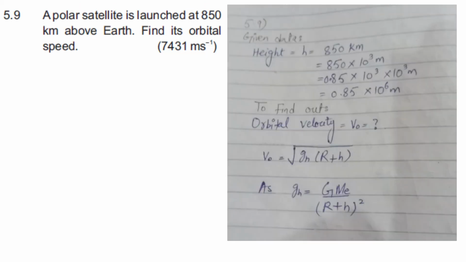So this is problem 5.9. A polar satellite is launched at 850 km above the earth. Find its orbital speed. The satellite mentioned here is a polar satellite that is revolving at a height of 850 kilometer from the earth, and we have to find out the orbital speed, meaning the speed at which this satellite is revolving around the earth.